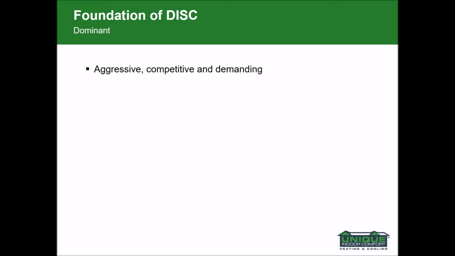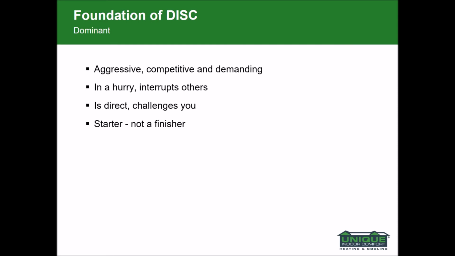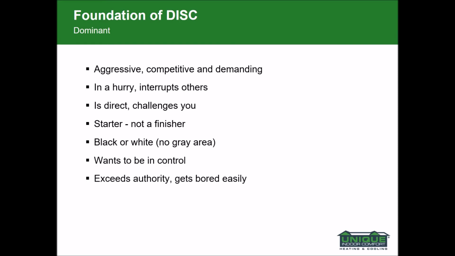High Ds are aggressive, competitive, and demanding. They're in a hurry and often interrupt others. They like to be direct, and they will challenge you. They are starters, not finishers. Things to them are black and white, really not a whole lot of gray. They want to be in control and often exceed authority because they get bored. And they don't like to listen sometimes.